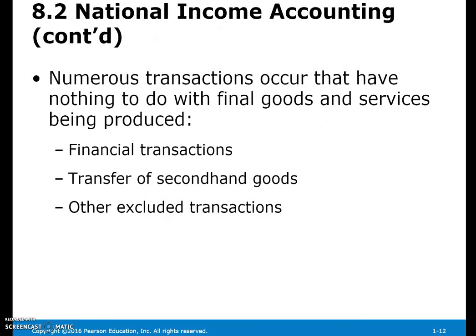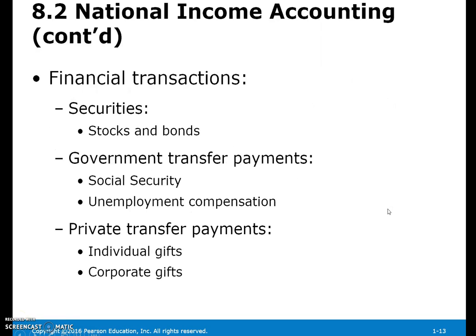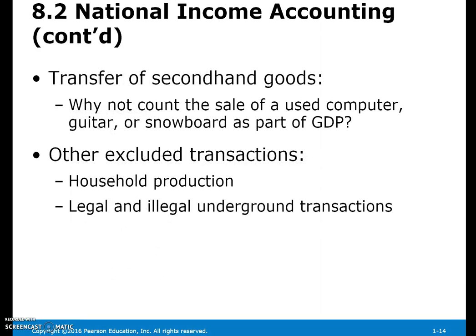So numerous transactions occur that have nothing to do with final goods and services being produced. There are financial transactions, transfer of second-hand goods, and other excluded transactions from national income accounting. So financial transactions are transactions of things like securities, which are stocks and bonds, government transfer payments, which is like Social Security or unemployment compensation, and private transfer payments are individual gifts or corporate gifts.